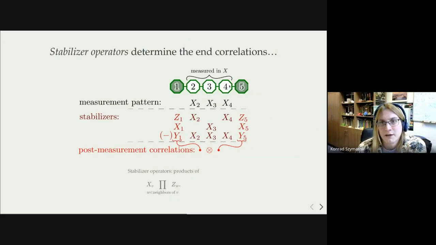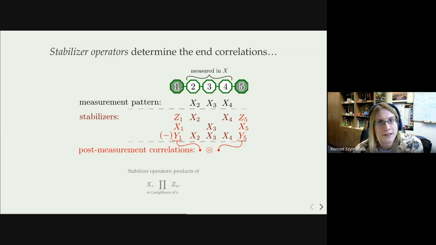You have just a 5-qubit path graph like this. We have the stabilizer operators, which are generated by something like this. So, for instance, you could have a stabilizer operator of X1 Z2, or X3 Z2 Z4. These are just the entire group generated by something like this: you have a qubit V, and you put X on a qubit V and you put Z on every one of its neighbors.